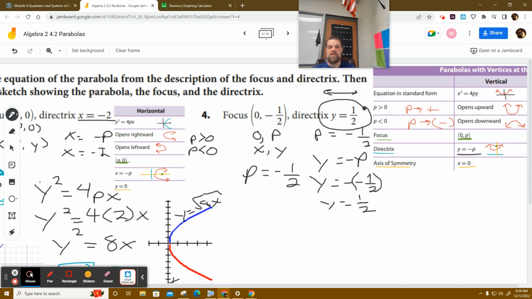Now they gave that to us, but I want to show you because in some of your homework problems, they will ask you. You should be able to do almost everything from this, but that's why I'm going through and showing you. So then I know what p is, right? And now to find the equation, I'm just going to use this information. x squared is equal to 4 times p, but p is equal to negative 1/2, times y. So x squared is equal to negative 8y. So that's our equation.